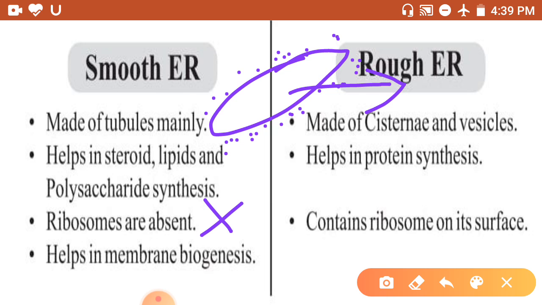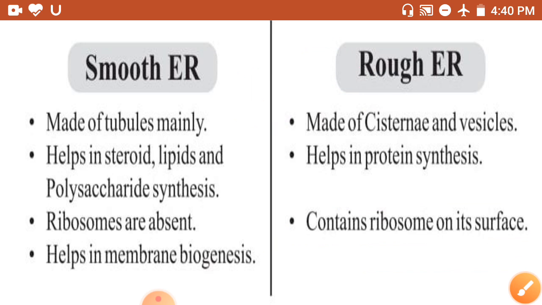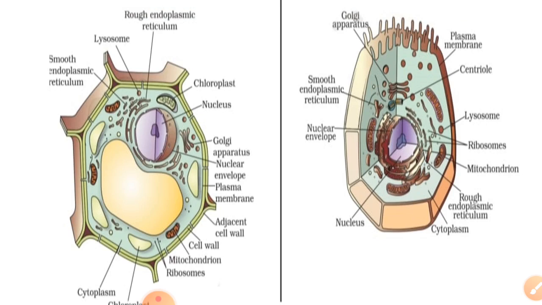Okay, now next is help in membrane biogenesis, and this contains ribosomes on its surface, right? They contain the ribosomes on the surface. Okay, so this is the difference between the SER and RER. Now tell me, what is the SER, right? Smooth endoplasmic reticulum, and RER, right? Rough endoplasmic reticulum. Good.